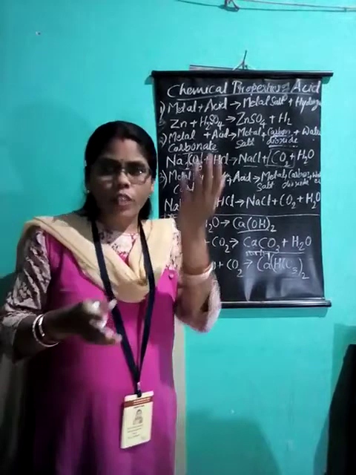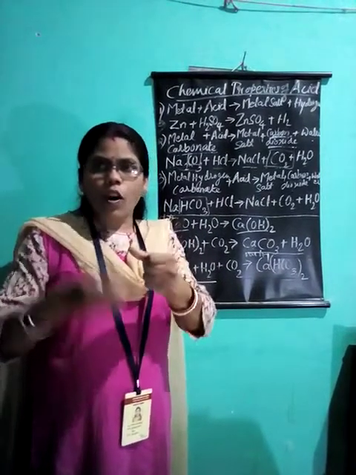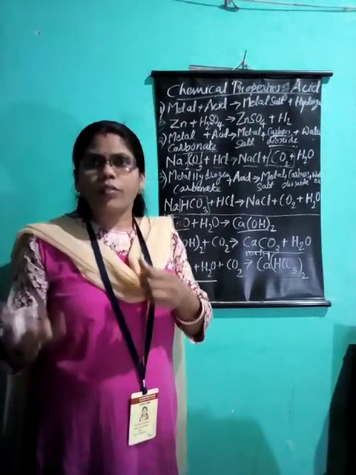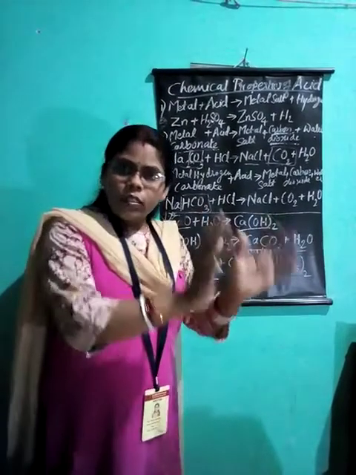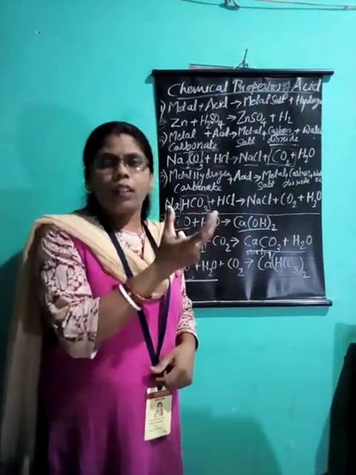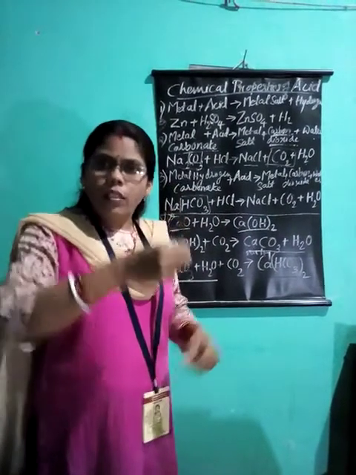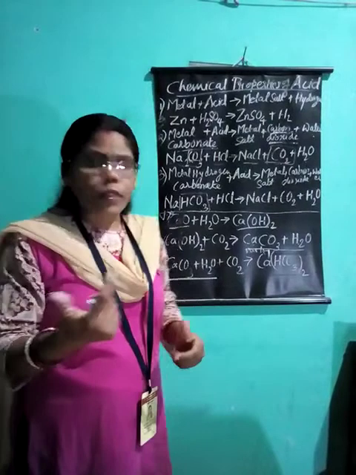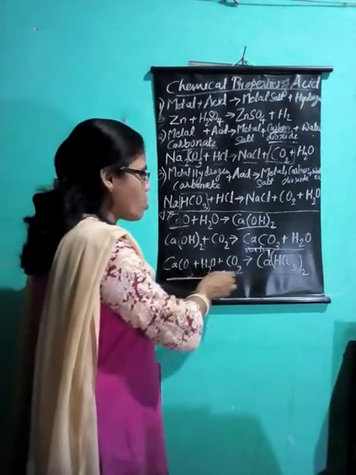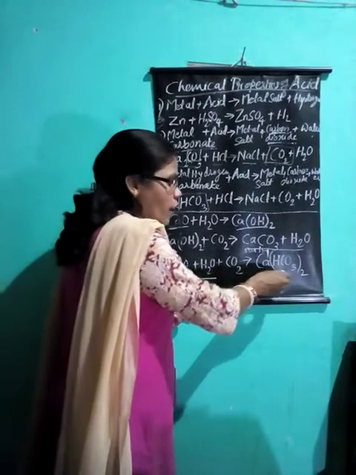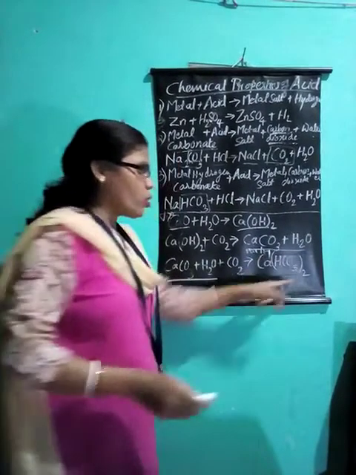What happened? When you took quicklime and added water, it became hot, and you got calcium hydroxide. You passed carbon dioxide. What happened? The solution which was obtained became milky in color. When you again continued passing carbon dioxide, what happened? This milky color disappears, and the reaction taking place is CaCO3 plus H2O plus CO2 forms calcium hydrogen carbonate, that is calcium bicarbonate, Ca(HCO3)2.